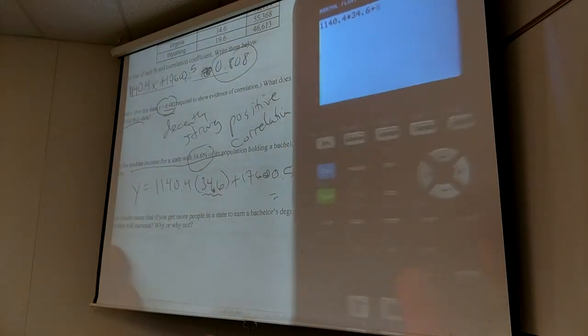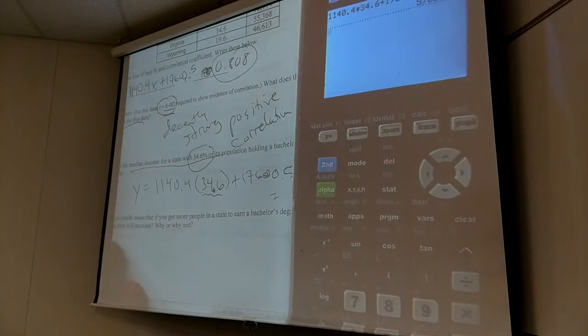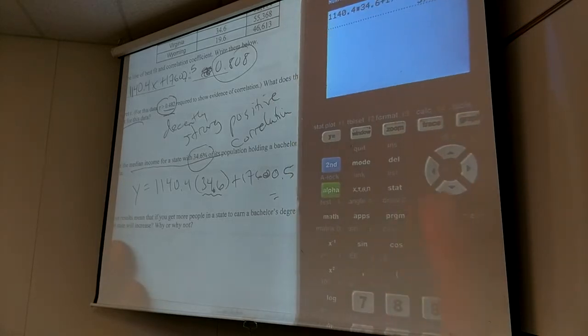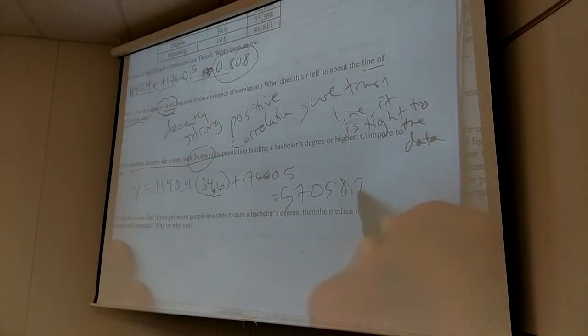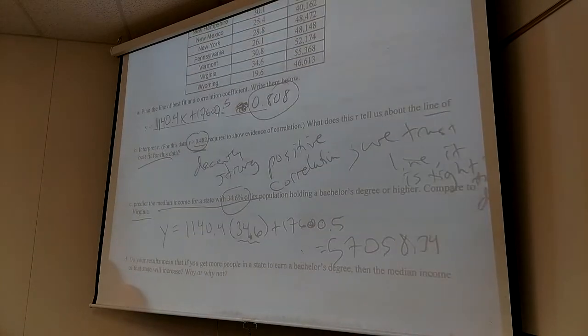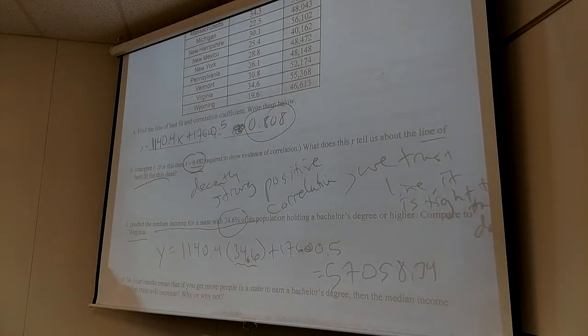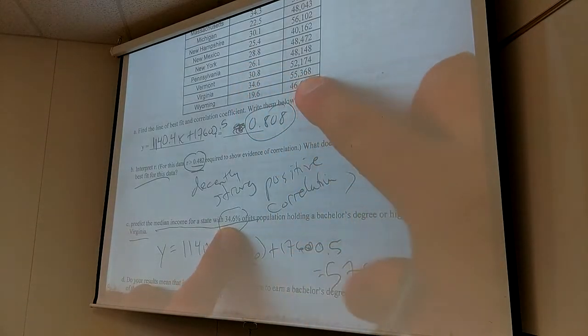Plus 17,650 cents. I love it. So I get 57,058.34. Why do I say compared to Virginia? What is it about Virginia? Why did I pick that state? Because it has that. How did we do with the prediction?